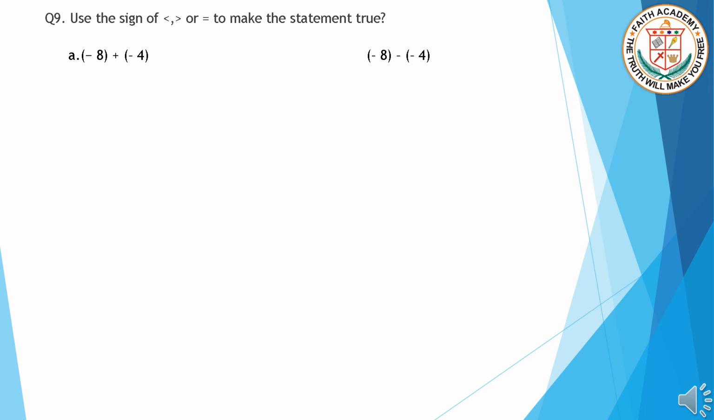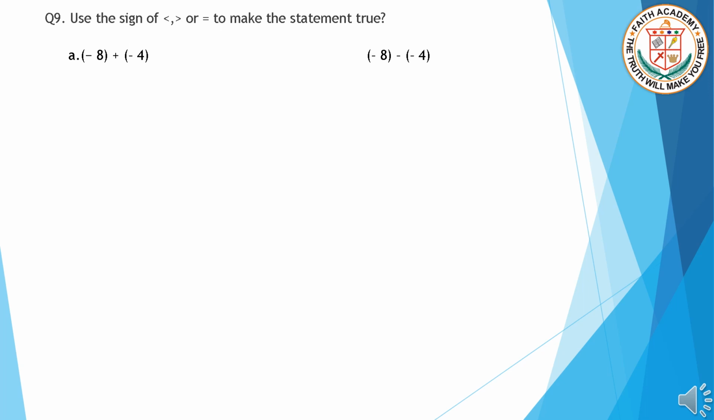The next question is a comparing question, where you have to put greater than, less than, or equal to sign. Now as you can see, the numbers are given as sums or differences. So here in this question, first you will solve each sum separately and then get the answer and then compare. For example, let's take the first one, which is minus 8 plus minus 4. Is it greater than, equal to, or less than minus 8 minus minus 4?